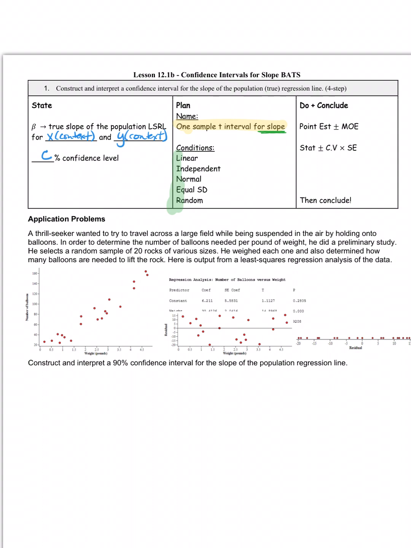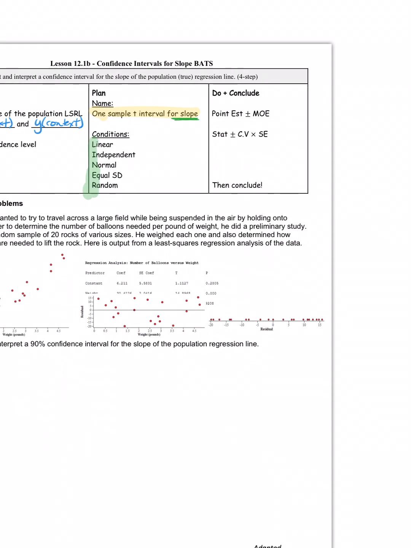Okay. Then lastly, the do and conclude. What did our interval look like? Well, let's just put our symbols in here. We did b plus or minus t star times SE of the slope. And remember with t star, my degrees of freedom was going to be n minus 2.